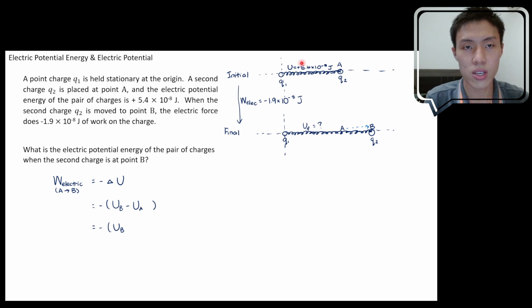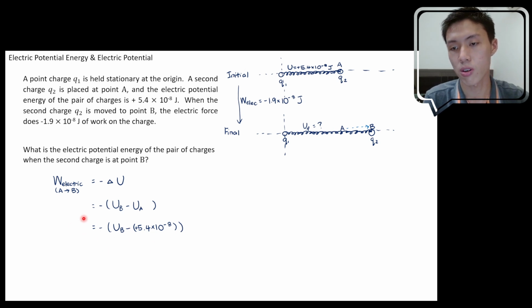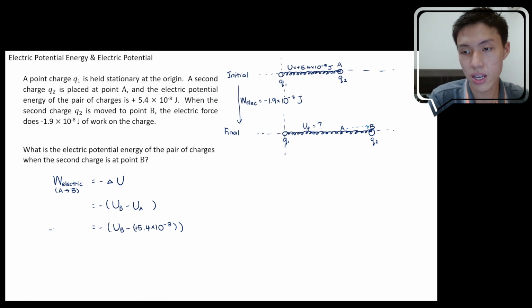But UA, I think you are given the value. UA is the electric potential energy when Q2 is at A. So we subtract UA, and we write down the value, which is positive 5.4 times 10 to the power of negative 8. So we have filled in everything for the right hand side. Let's move on to the left hand side. The left hand side is the work done by the electric force to go from A to B. We know the work done by the electric force is negative 1.9 times 10 to the power of negative 8, so we put that in.